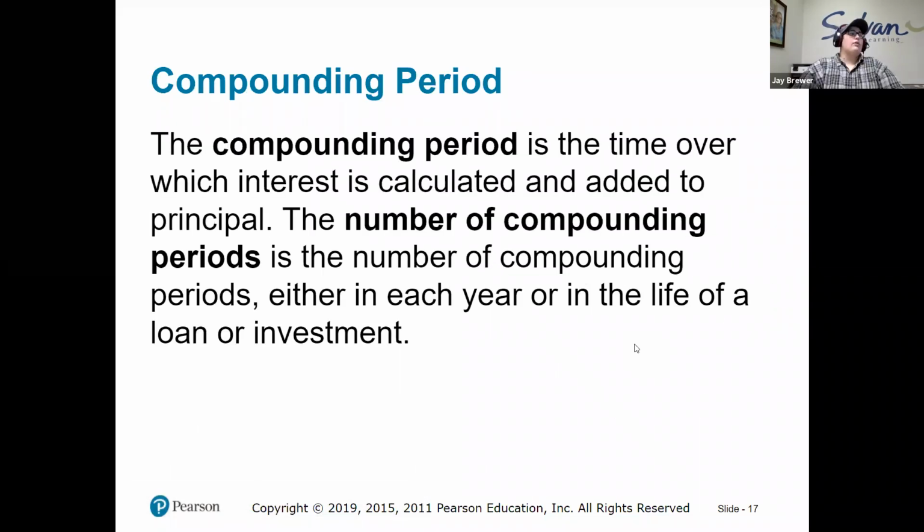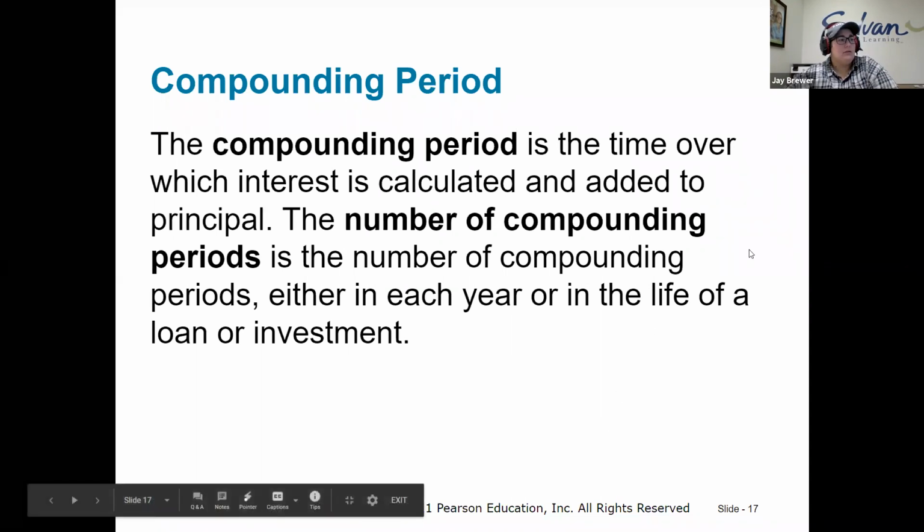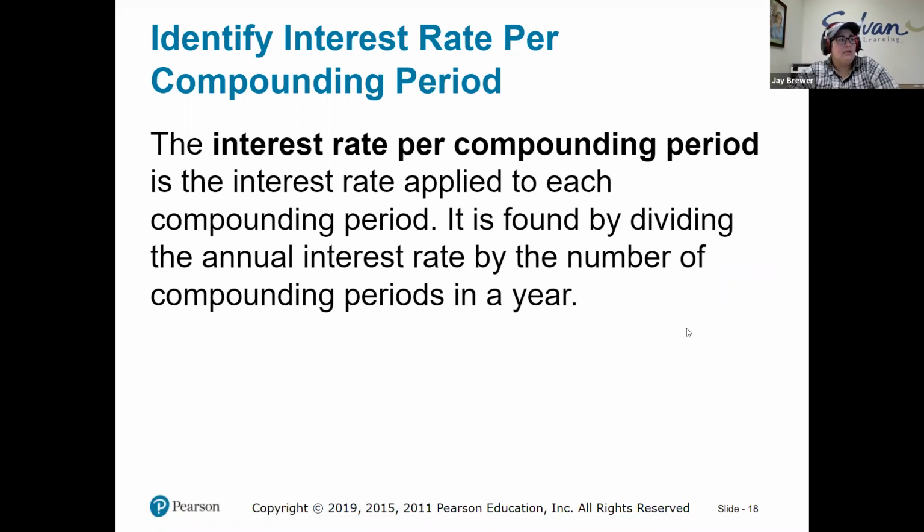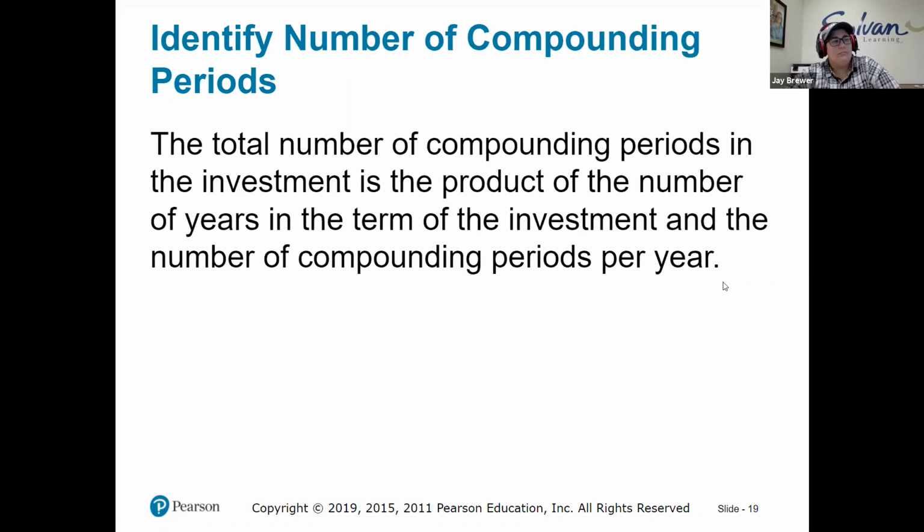I would. The compounding period is the time over which interest is calculated and added to the principal. The number of compounding periods is the number of compounding periods either in each year or in the life of a loan or investment. The interest rate per compounding period is the interest rate applied to each compounding period. It is found by dividing the annual interest rate by the number of compounding periods in a year. The total number of compounding periods in the investment is the product of the number of years in the term of the investment and the number of compounding periods per year.